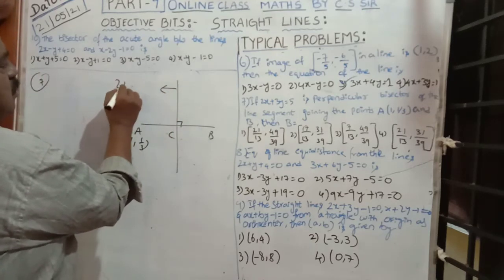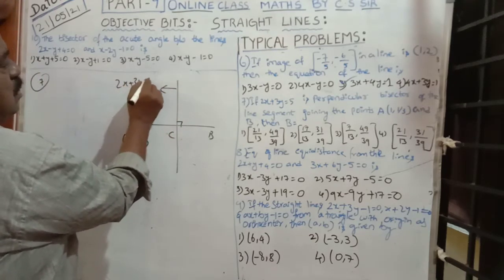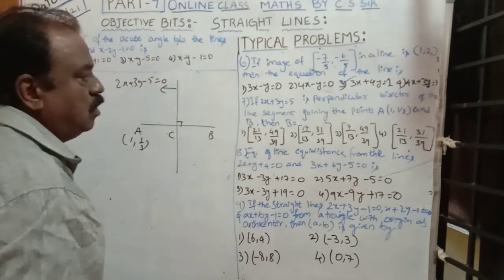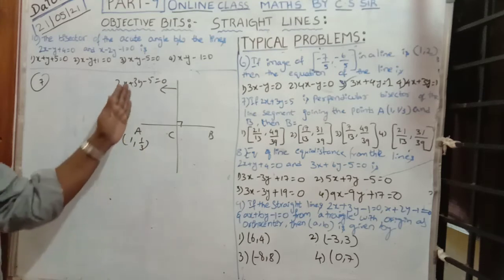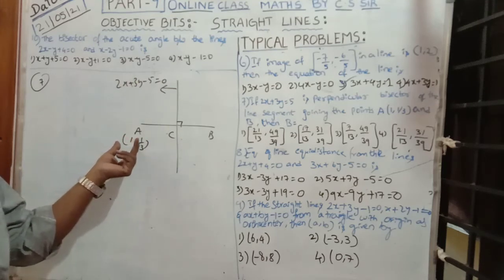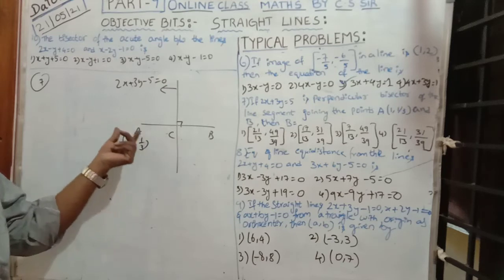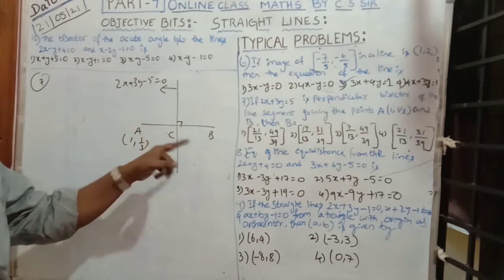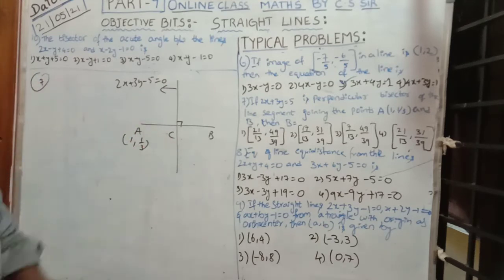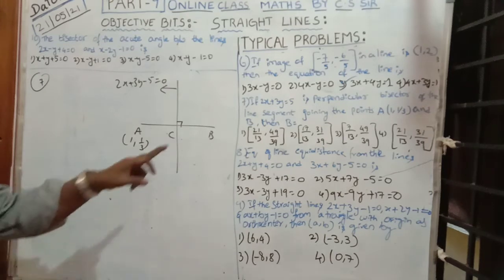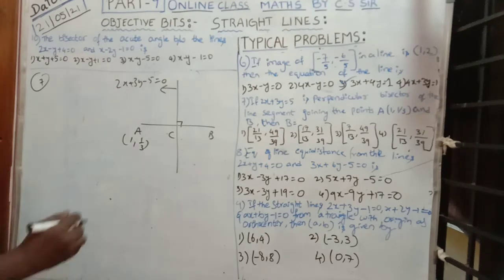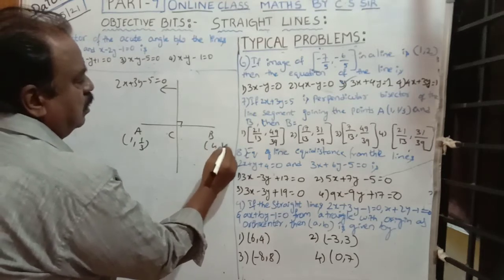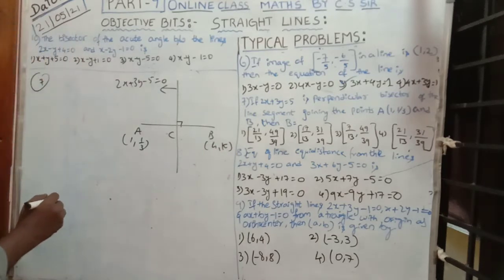The line equation is 2x plus 3y minus 5 equals 0. This is a perpendicular bisector of AB. That means it is perpendicular as well as it is passing through the midpoint of AB. C is the midpoint. Okay, now? That is a perpendicular bisector. We have to find the B point. Okay, the B point is needed. Suppose it is H comma K.